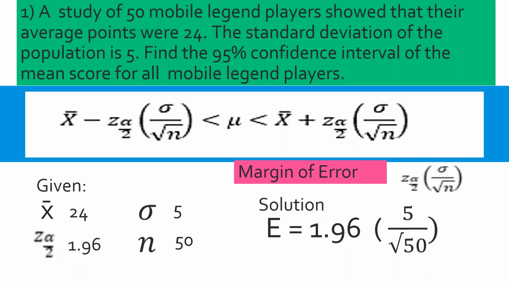So saan natin sisimulang isolve yan? Siyempre, magsisimula tayo sa ibaba, no? Kunin muna natin ang square root ng 50 bago tayo mag-divide. So, the square root of 50 is 7.07 and then divide 5 divided by 7.07 is equal to 0.707. Then, after division, we can now multiply the result by 1.96. So, ang kinalabasan niyan is 1.39. This is now the margin of error.